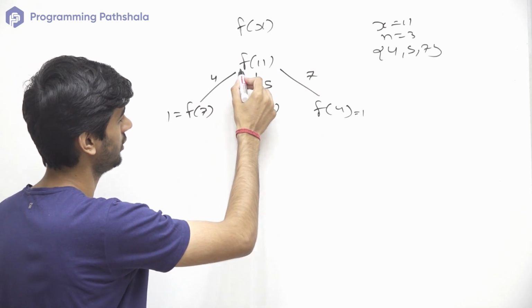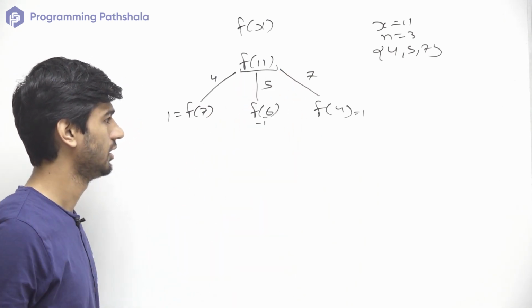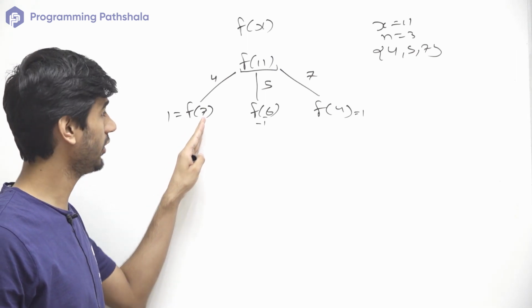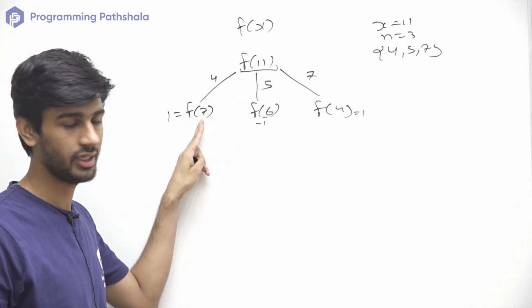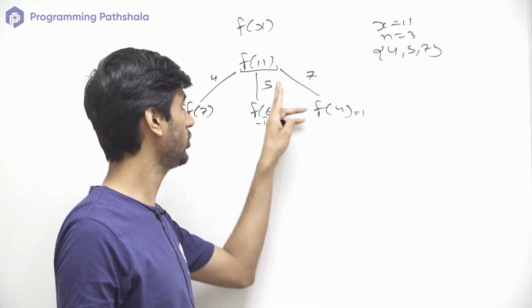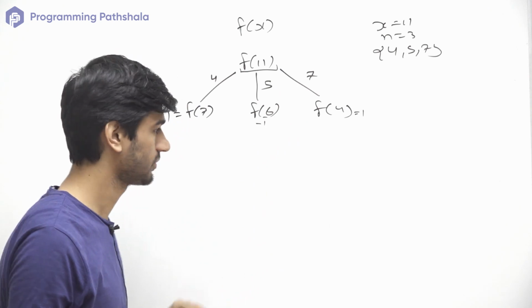Now we need to find out the value for f of 11. So if we require one coin to get a sum of 7, then can we say we will require 2 coins to get a sum of 11, right? Similarly, if we require one coin to get a sum of 4, then we can say we will require 2 coins to get a sum of 11, right?